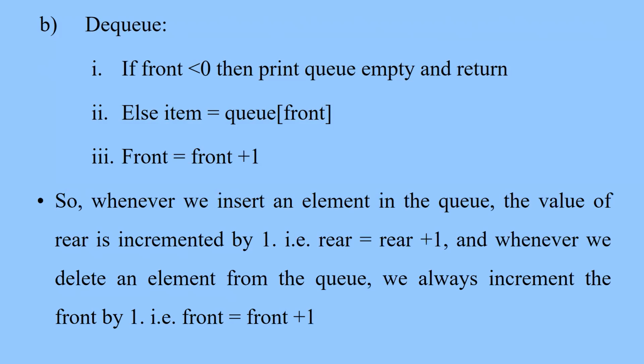So whenever we insert an element in the queue, the value of the rear is incremented by 1. That is, rear equals rear plus 1. In other words, add the current content of rear to 1, or add 1 to the current content of rear and assign it to rear. And whenever we delete an element from the queue, we always increment the front by 1. That is, front equals front plus 1.